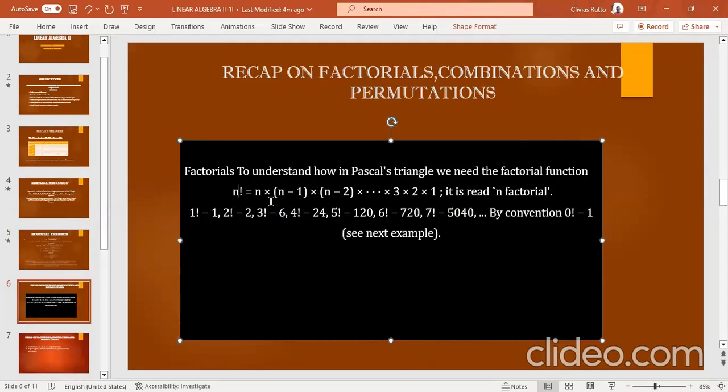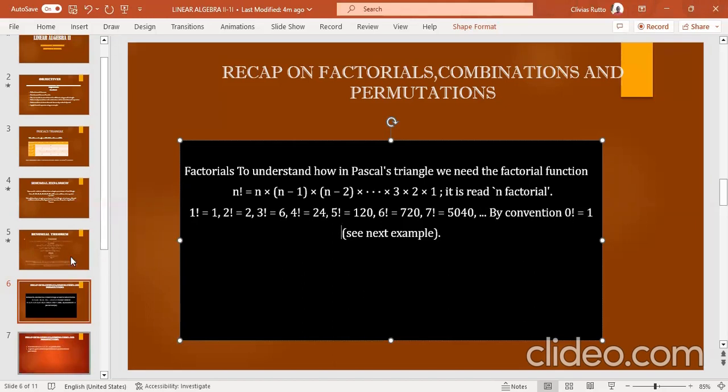From factorials, if we have n factorial, the n factorial will be n times n minus 1, and so on, the product of its successive whole numbers between 1 and the number. It is read as factorial. 1 factorial is 1, 2 factorial is 1 times 2, all the way to 7 factorial, which is 1 times 2 times 3, all the way to 7. By convention, we also have factorial of 0 is 1.